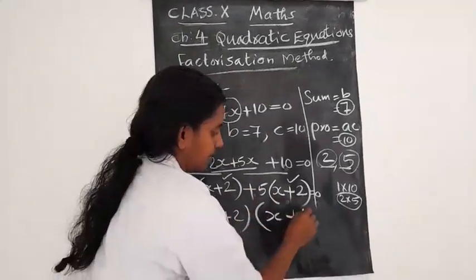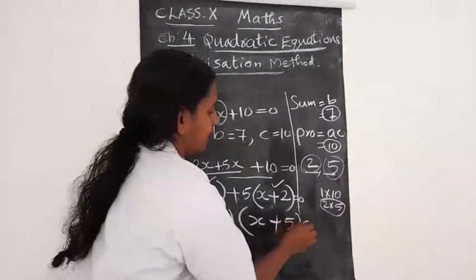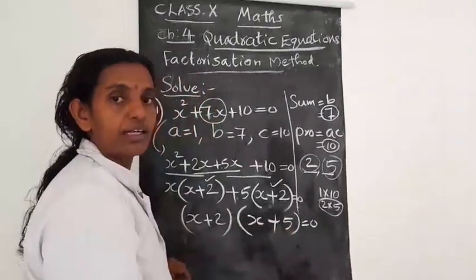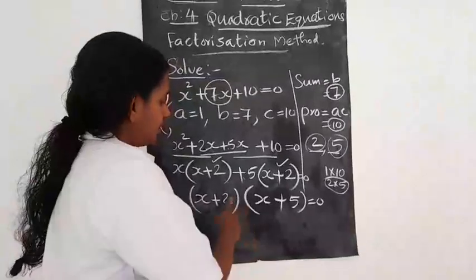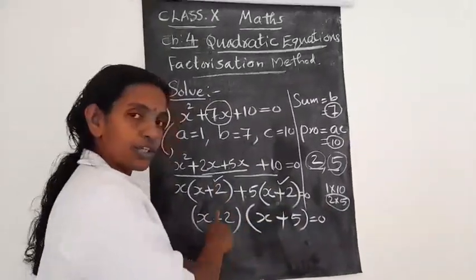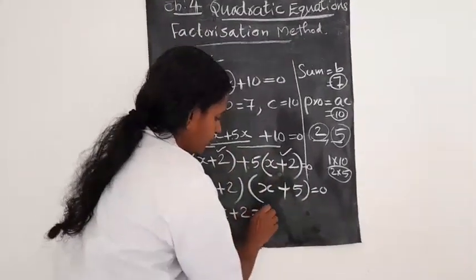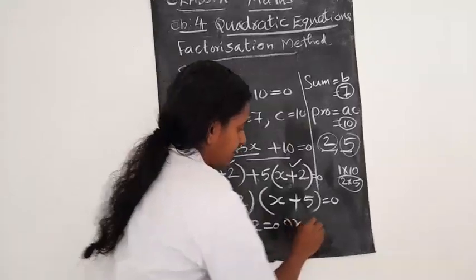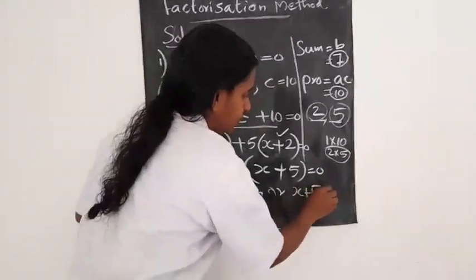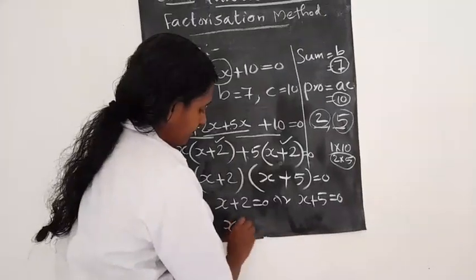Remaining here? Plus 5. So (x + 2)(x + 5) = 0. Now it is very easy to find. The product of these two equal to 0 means either x + 2 = 0 or x + 5 = 0. So that is x + 2 = 0, or we can write x + 5 = 0. Understand? Now what is the value of x here?